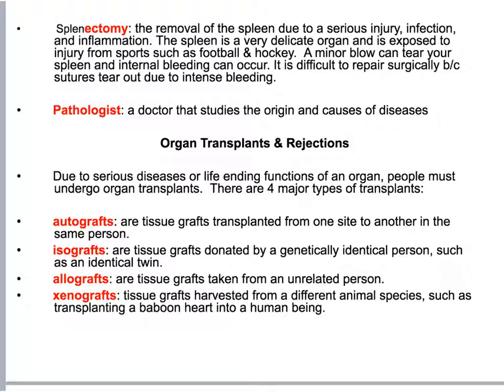types of transplants. An autograft is when tissue grafts are transplanted from one site to another in the same person. Isografts are when tissue grafts are donated by a genetically identical person, such as a clone or what we call identical twins. Allografts are tissue grafts taken from an unrelated person, and xenografts are tissue grafts harvested from an animal of a different species, such as transplanting a baboon heart into a human being.